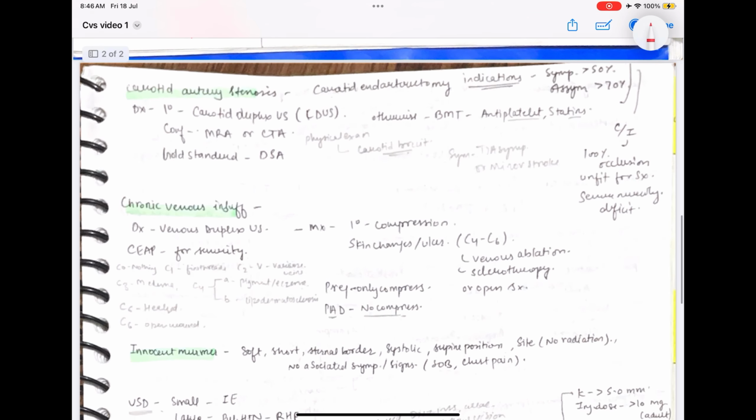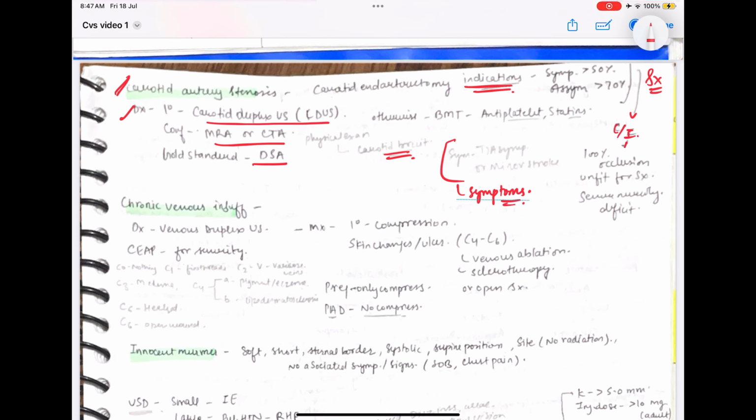Now we have next topic, that is carotid artery stenosis. So this is important, that definitive treatment for this is carotid endarterectomy. And then what are the indications? So the person should be symptomatic with more than 50% stenosis and asymptomatic with more than 70% stenosis. Now for the diagnosis, carotid artery duplex is the initial thing, then confirmatory is MR angiogram or CT angio, and the gold standard is digital subtraction angiography.